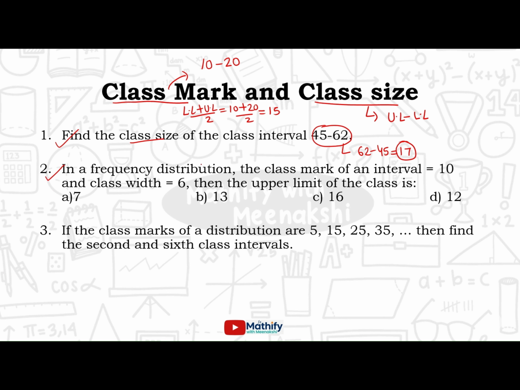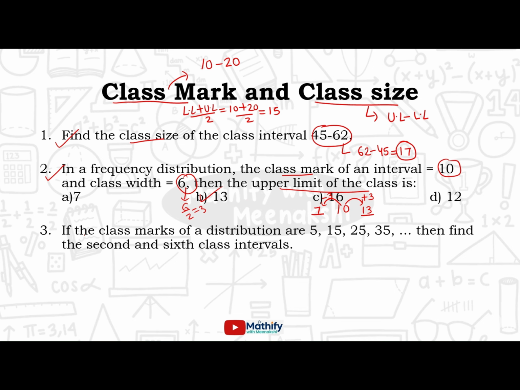Second, in a frequency distribution, the class mark is 10. That means you know now middle value is 10, and class width is 6. That means you know the size also, that the difference between lower limit and upper limit is 6. We have to tell the upper limit of class. So how we can find lower limit and upper limit? When you know class mark, simply take the half of width, that is 3. If you will subtract 3, you will get your lower limit, and if you will add 3, you will get your upper limit. So here the interval is 7 to 13. We need upper limit, so answer is 13.